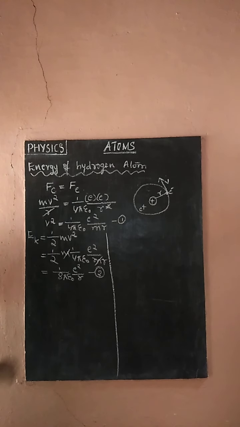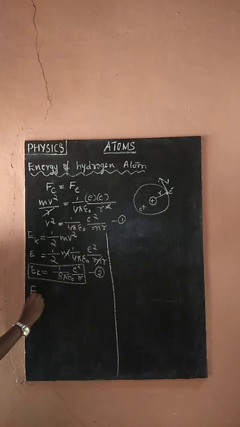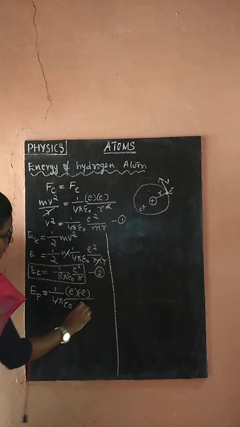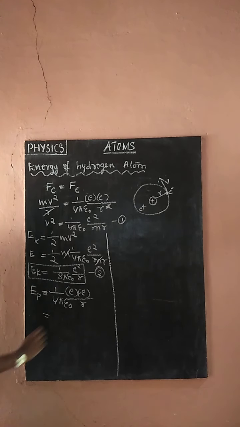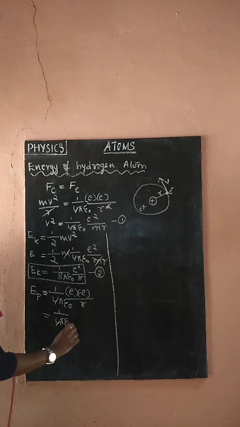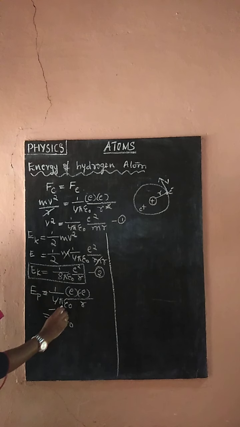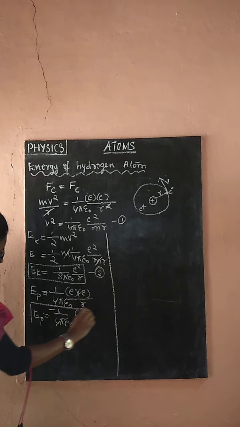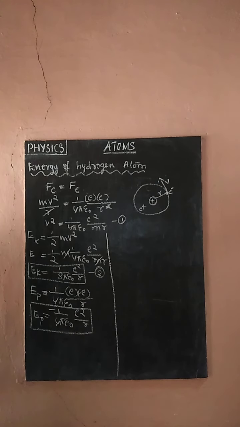So this is for the kinetic energy. And the potential energy, I will write as Ep. I will write the formula for the potential energy directly: 1 by 4 pi epsilon naught e into e divided by r. It has a minus sign, so I will take this minus sign to this side, e square by r. So Ep equals minus 1 by 4 pi epsilon naught e square by r. I will take this as equation 3.